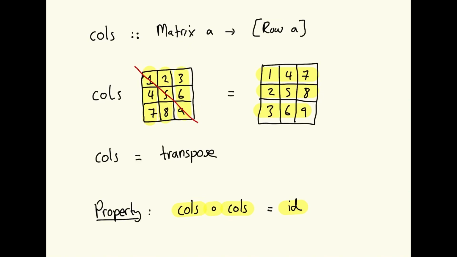Again, you might think, well, why should we care about a property like this? But we'll see later on that these properties of the rows, columns, and boxes functions actually turn out to be very useful and important to us. So the last of these functions is the boxes function. What boxes is going to do is take a matrix of things of type A, and pull out the boxes as rows.